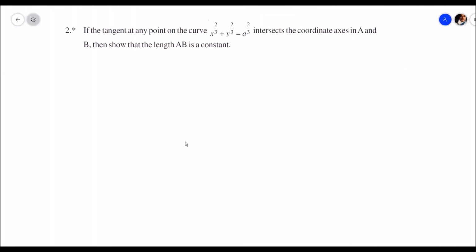So the second question: if the tangent at any point on the curve so and so intersects the coordinate axes in A and B. Now this time it is a tangent to some other curve. So again it's a straight line.